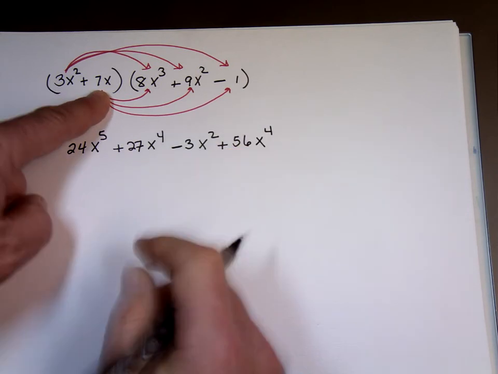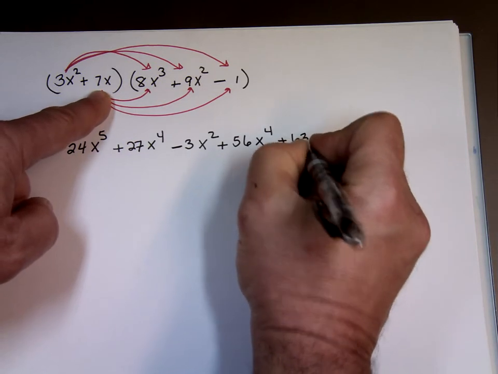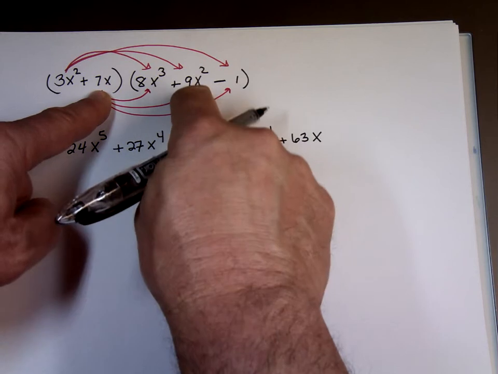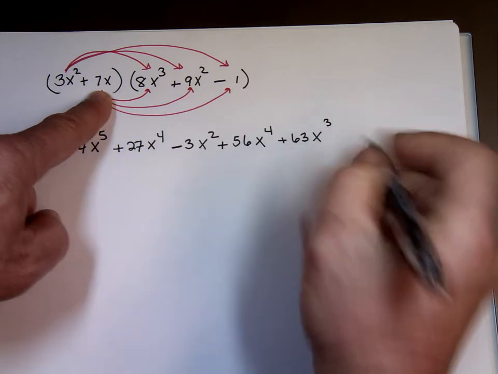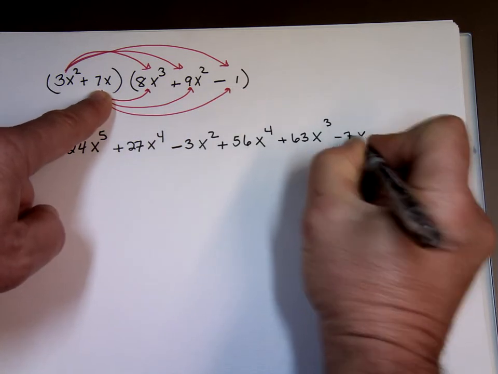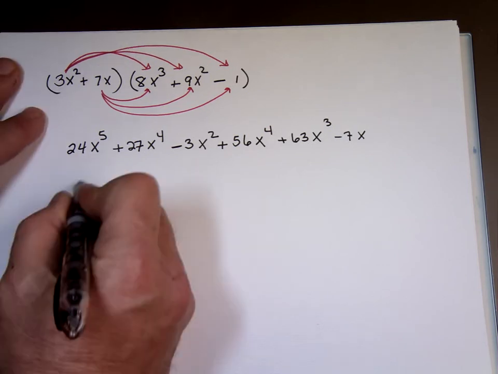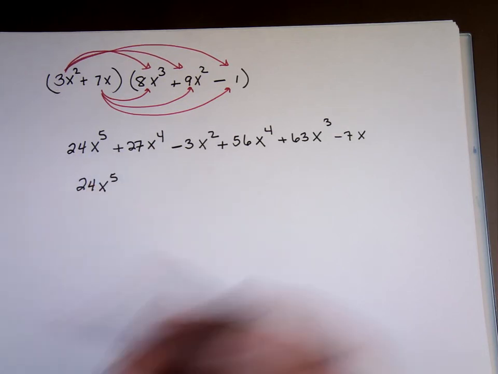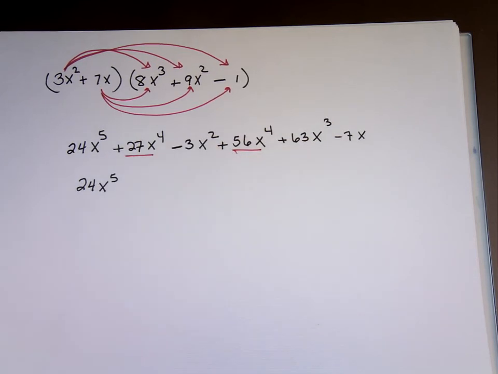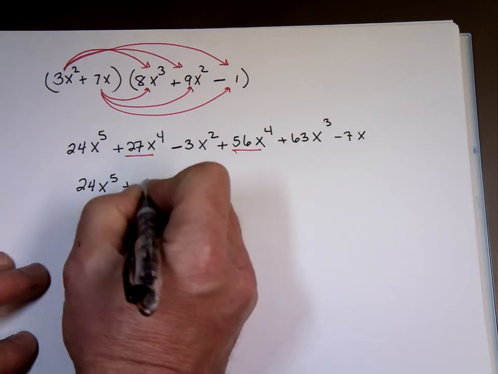7 times 9. Is that 63? X to what power? Third. And the last one. 7 times a negative 1. And now let's put them in descending power and collect like terms. I see the x to the fourth. I see 2 of them. 56 plus 27. Is that 83? I think it's 83x to the fourth.